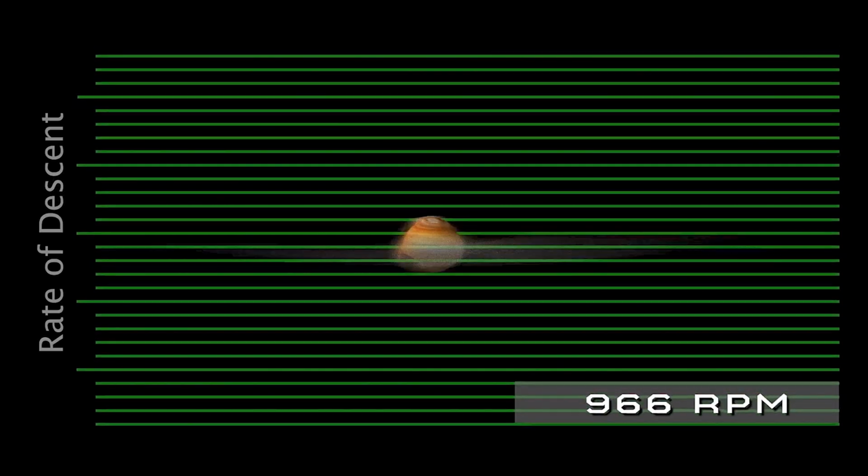The faster the samara spins, the slower it descends. And as its hang time increases, so does its potential to catch a favorable breeze and a long flight. Precise engineering is critical.